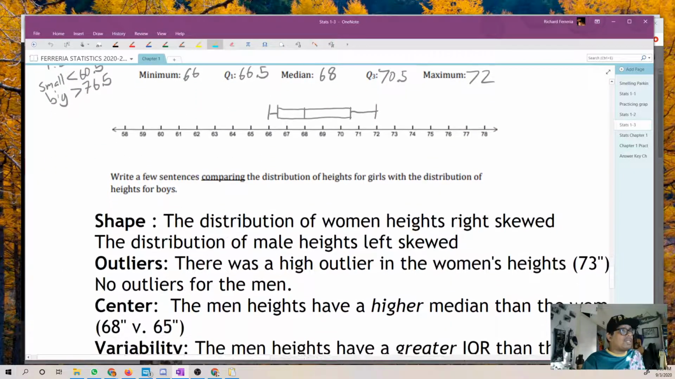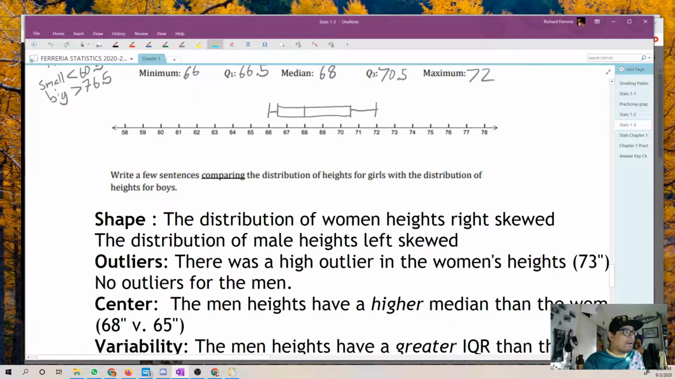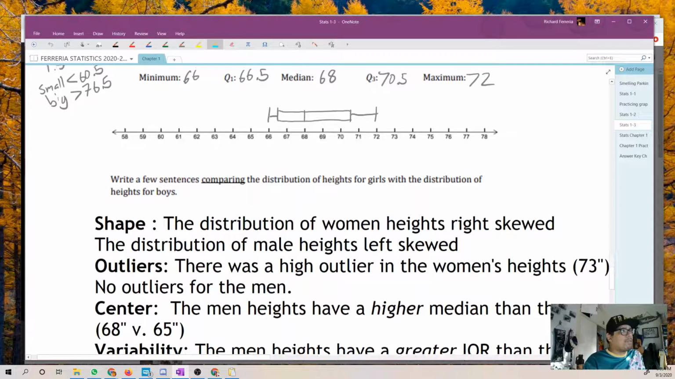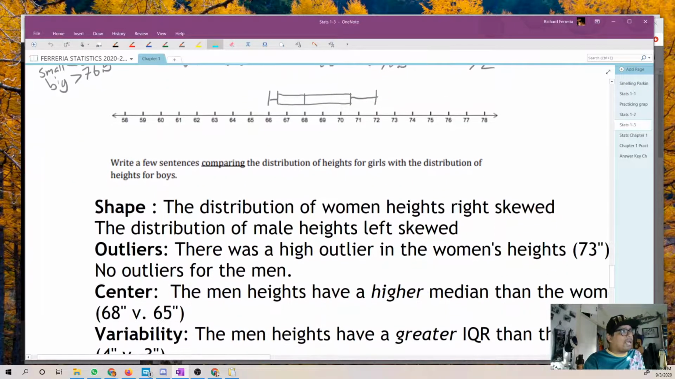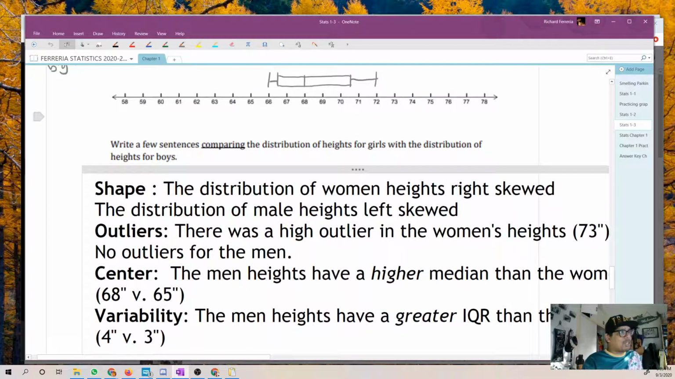Well, when we did this in the class, we said that the distribution of women was right skewed and the distribution of men is left skewed. And again, we did that in class. I'm not quite sure about that. I would say that this is approximately symmetric. So, fixing something we did in class.